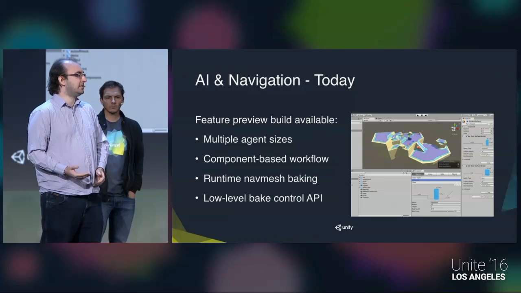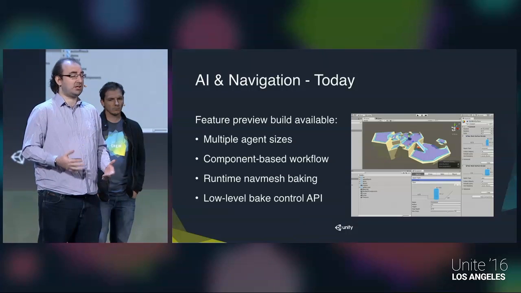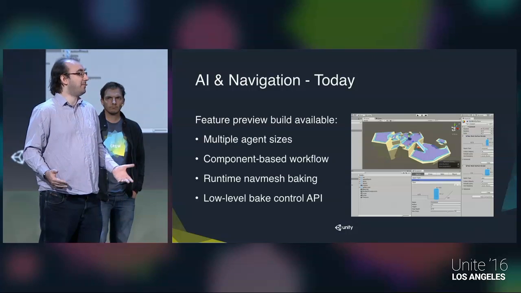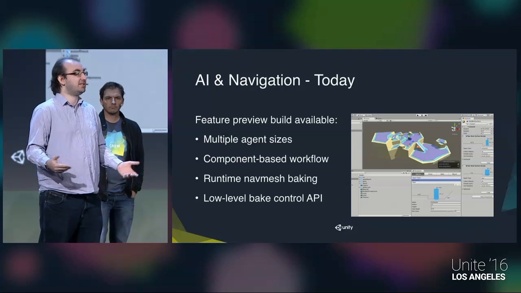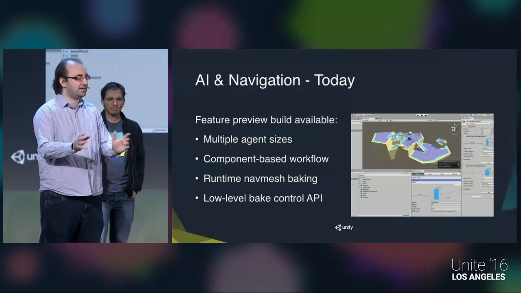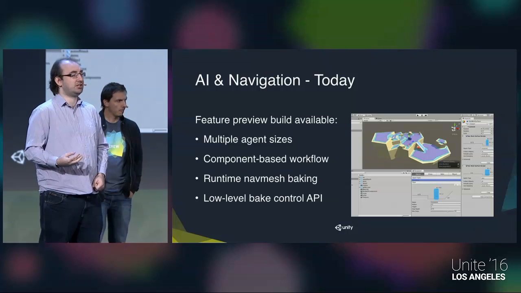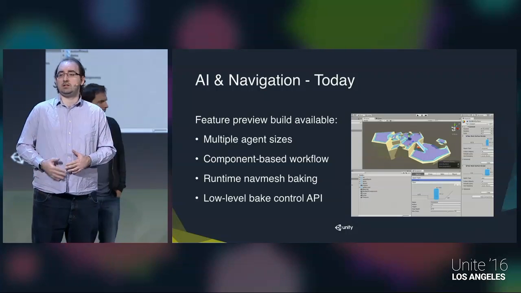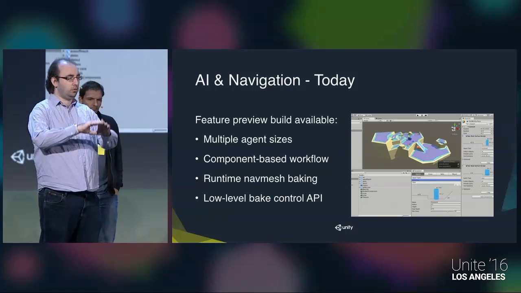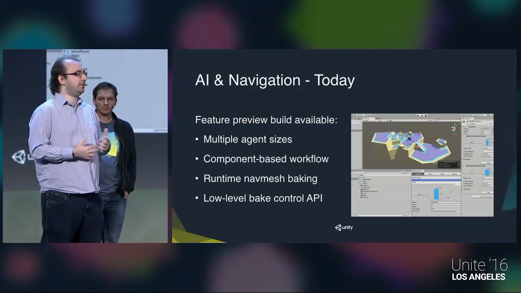The first thing that it's going to let you do is you have multiple agent sizes. That's actually going to work by you being able to bake multiple nav meshes on the same scene for different sizes of agents. So you have one for your tank and one for your people and one for your mice or whatever. It has a component-based workflow, so you're attaching nav mesh surface components to things and then saying, okay, all the render meshes of all the children of this should be treated as solid for this.